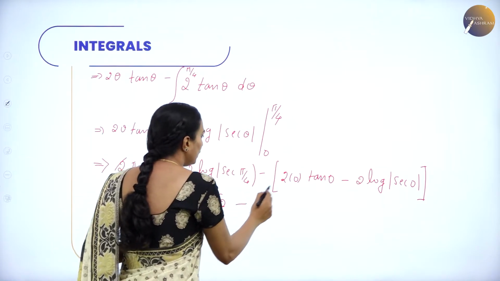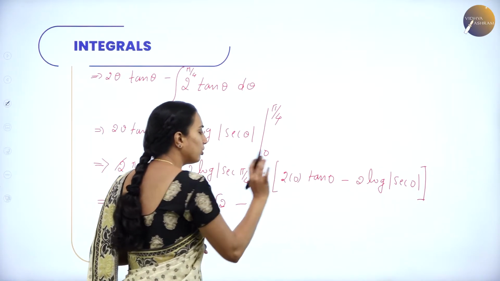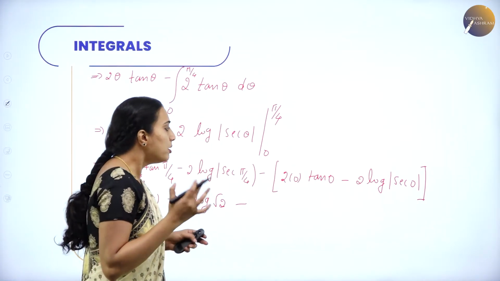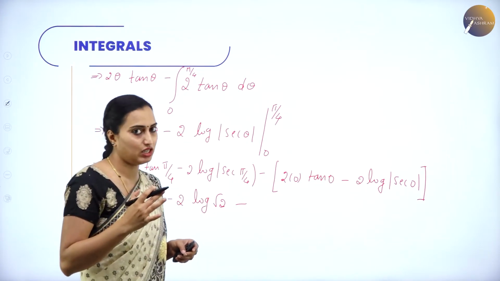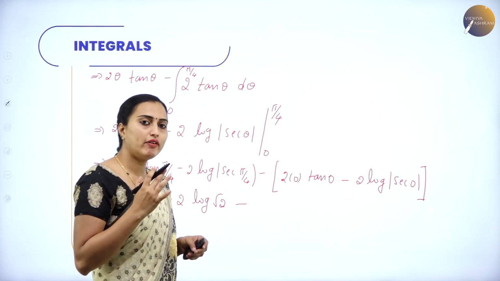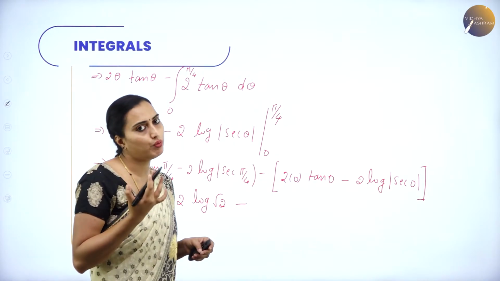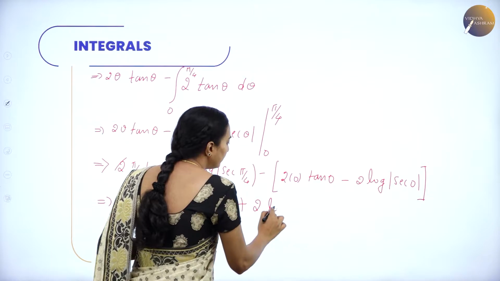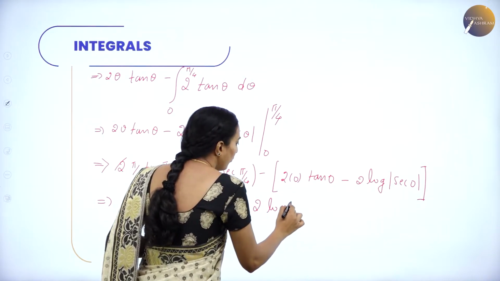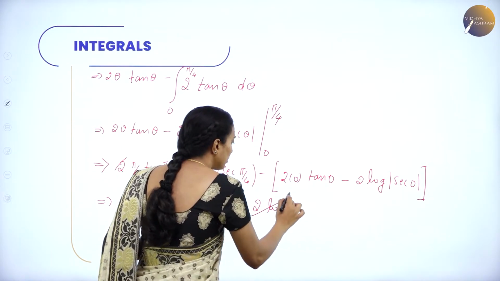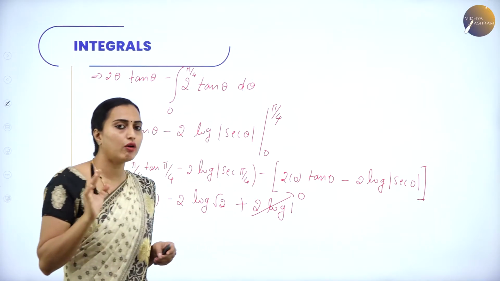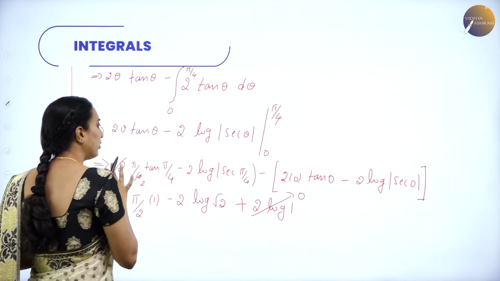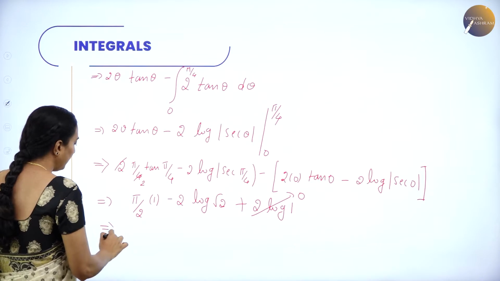Now minus, see, 2 into 0 is 0, into tan 0 is 0, 0 into 0 is 0, minus 2 log secant 0. Secant 0 value, cos 0 value is 1, secant 0 is also 1. So minus into minus is plus 2 log 1, isn't it? So this term also will become 0. Why? Because log 1 value is 0. So the lower limit is completely eliminated.